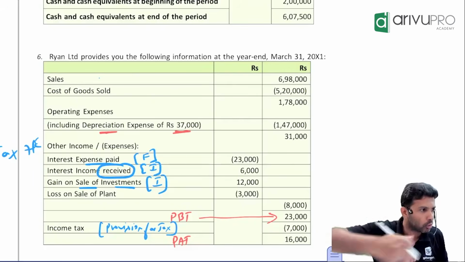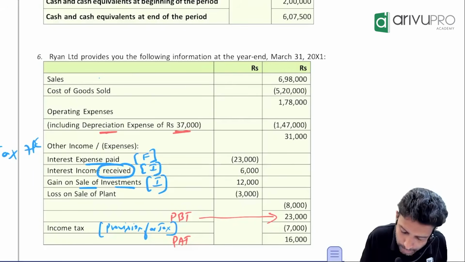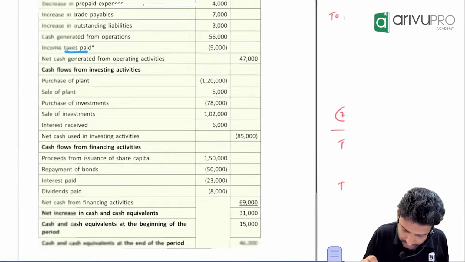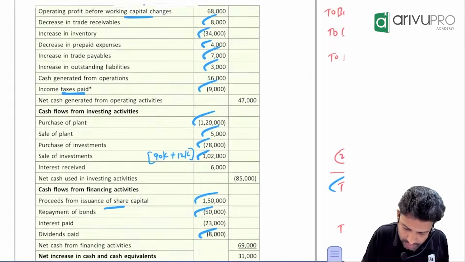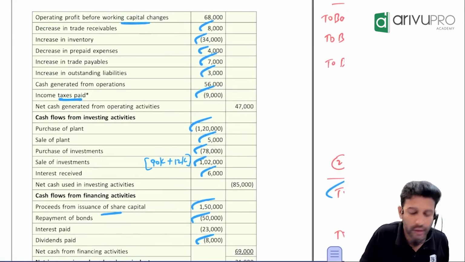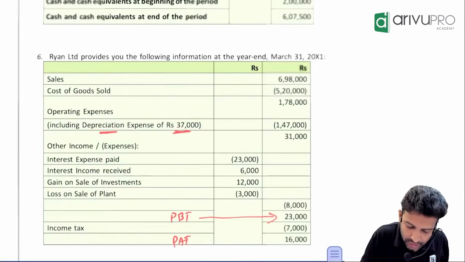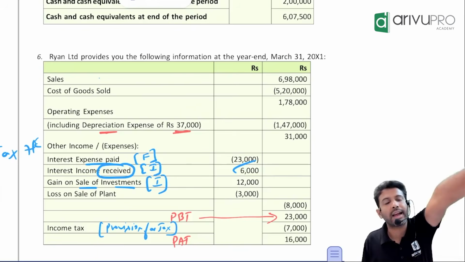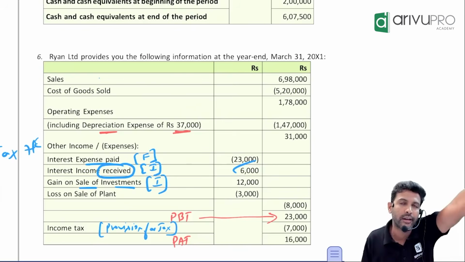So it is always good to remind yourself of some of the components. How much is that? 6,000. Add it where? In investing activity, 6,000 plus. Where is investing activity? Here, 6,000 plus. Dividend received, is it there or not? Check the first table. Dividend received is not there. Sorted. Now quickly recollect the components of financing activity.